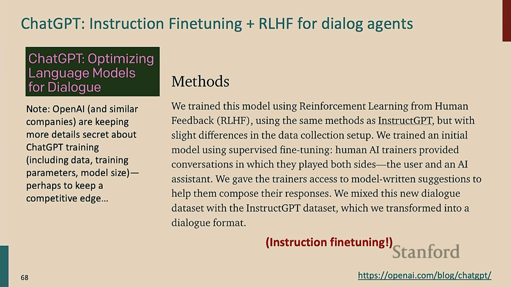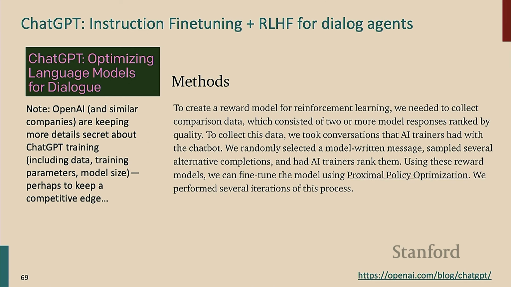That's part 1. Second paragraph. To create a reward model for RL, we collected comparison data. So we took conversations with an earlier version of the chatbot, the one that's pre-trained on instruction following or instruction fine-tuning, and then take multiple samples and rate the quality of the samples. And then using these reward models, we fine-tune it with RL. In particular, they used PPO, which is a fancier version of RL.